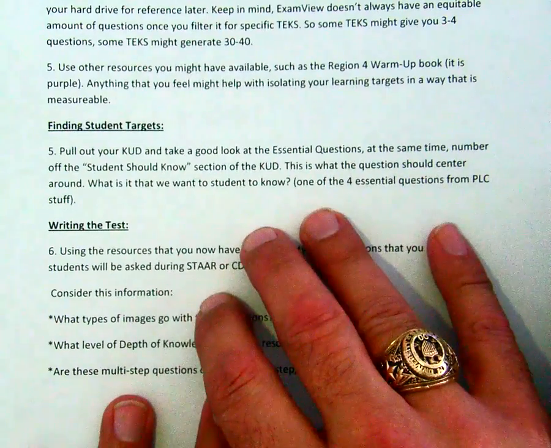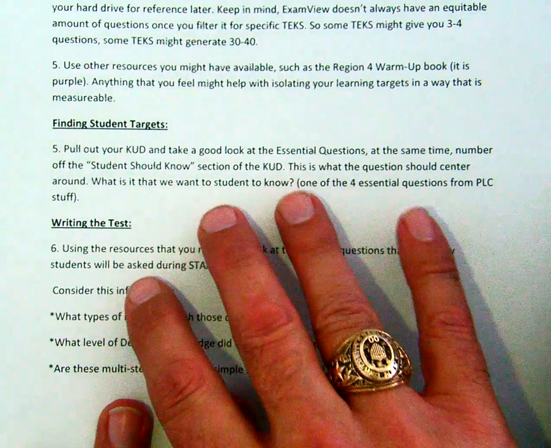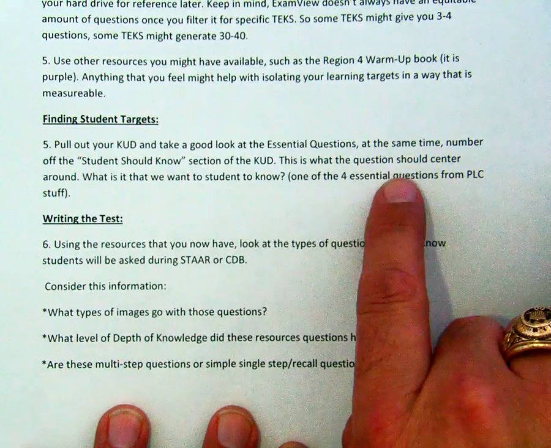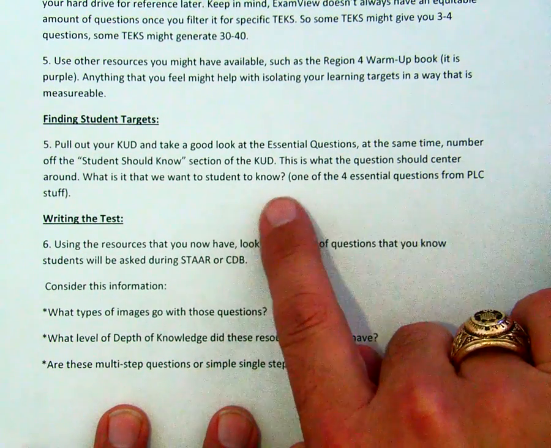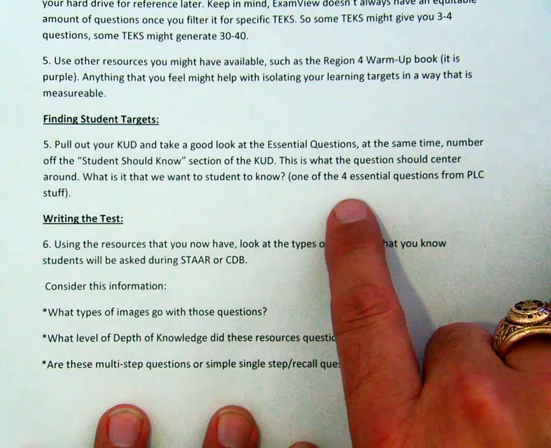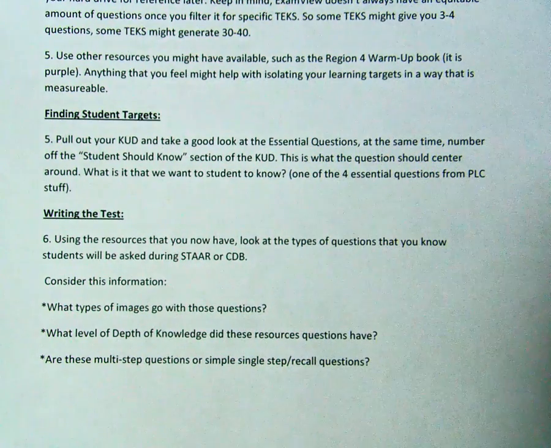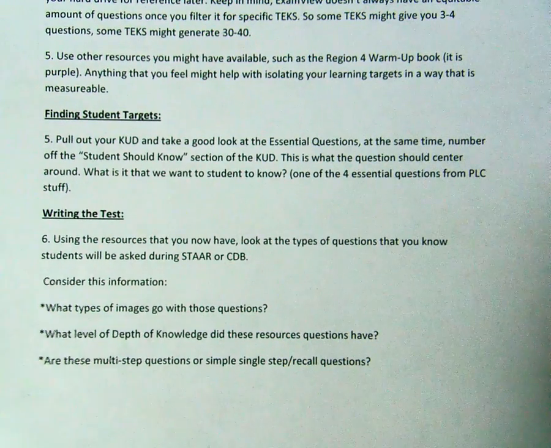So the next thing is, pull out your KUD, man. That's a big part of this whole thing, and making sure you look at the essential questions. At the same time, number off the student should know section of the KUD. I take a picture of mine and then I just crop it down, so that's the only thing you can see. I'm going to show you. I always put it in the back of the test when I make it into Word doc format.